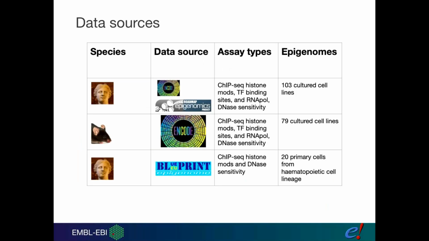So we use data from a number of different sources. In human, we have data from ENCODE, Roadmap Epigenomics, and Blueprint Epigenome. We have ChIP-seq on histone modifications and transcription factors and DNase sensitivity from both ENCODE and Roadmap. Blueprint, we only have the histone modifications and the DNase. For mouse, we have ENCODE data for a number of cultured cell lines as well. So it's cultured cell lines from ENCODE and Roadmap. Blueprint, we're looking at primary cells from the hematopoietic cell lineage.